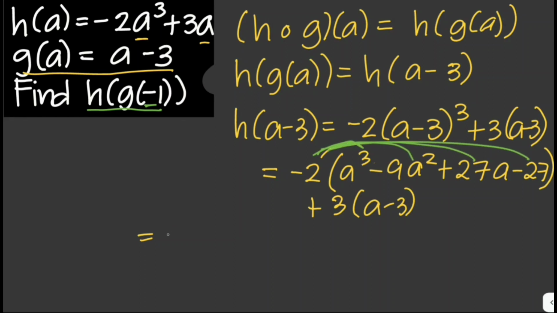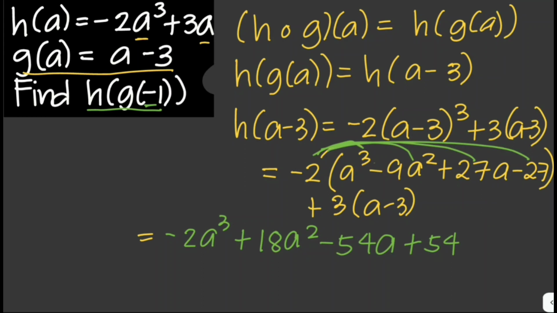So negative 2 times a cubed is negative 2a cubed. Negative 2 times negative 9 is just 18a squared. Negative 2 times 27, that is negative 54a. Negative 2 times negative 27 is positive 54. And then this one, 3, we distribute to a minus 3. So that is plus 3a minus 9.